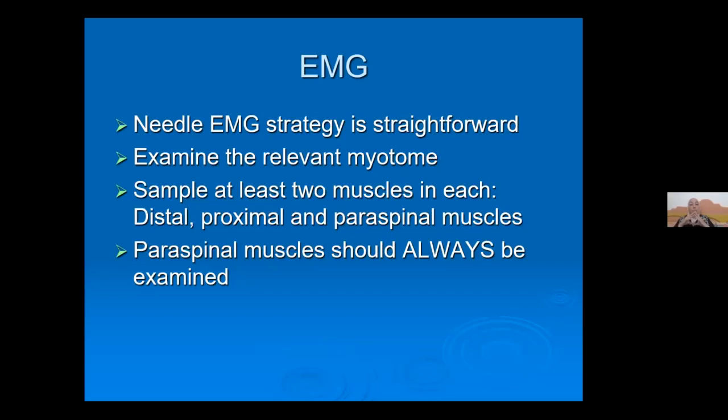Do they have a pivotal role in leveling of the radiculopathy? The answer is no. But they have an important role in diagnosis of radiculopathy. So I have to sample at least 2 muscles, distally, proximally, and the paraspinal muscles.